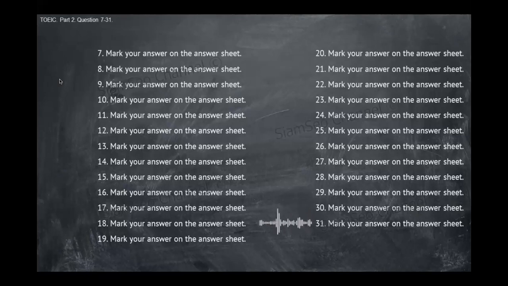Number 31. Jonathan knows the sales figures. A. Enter the figures in the spreadsheet. B. Is he in the office now? C. I can't figure out what's going on.